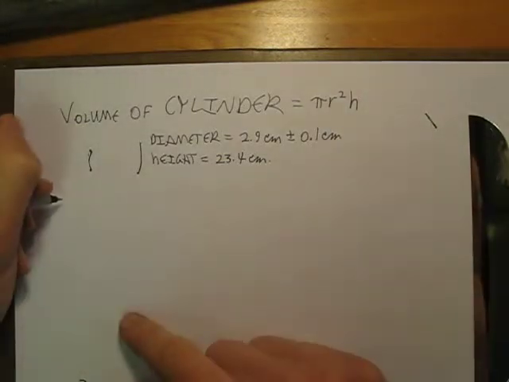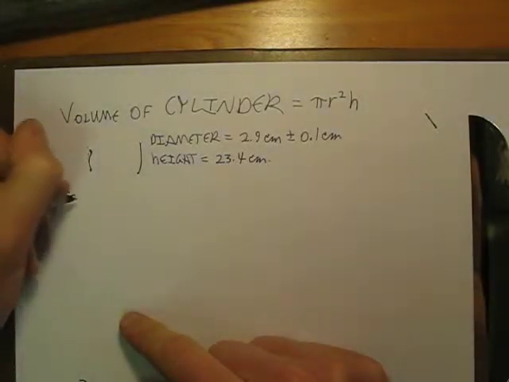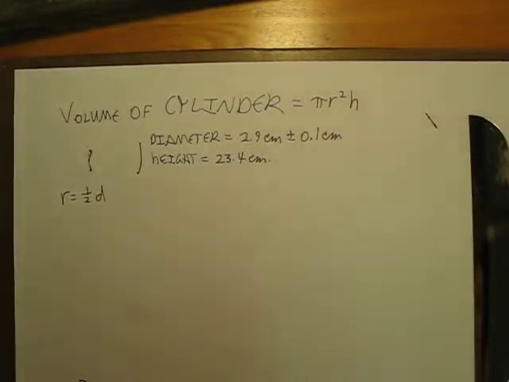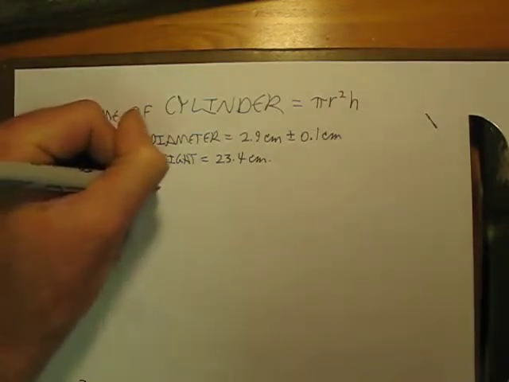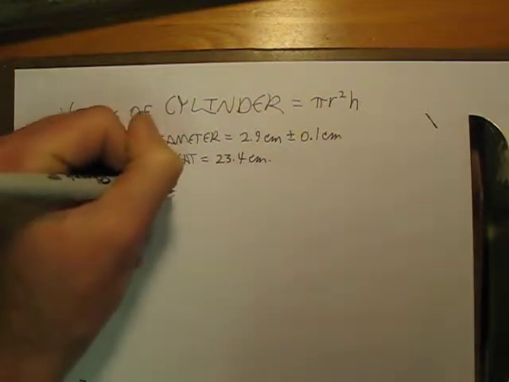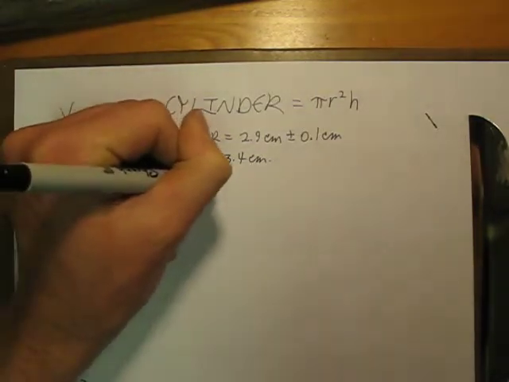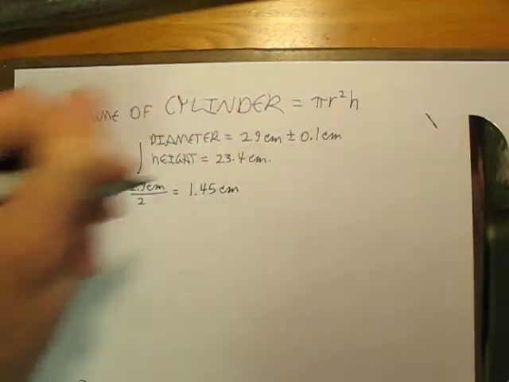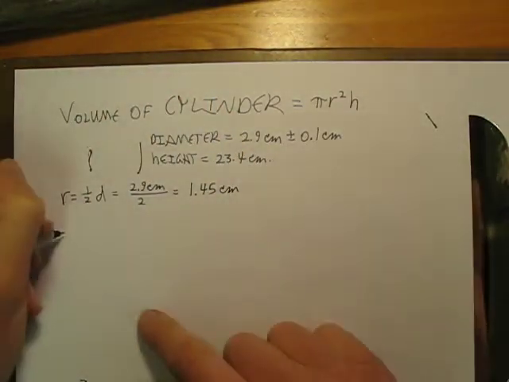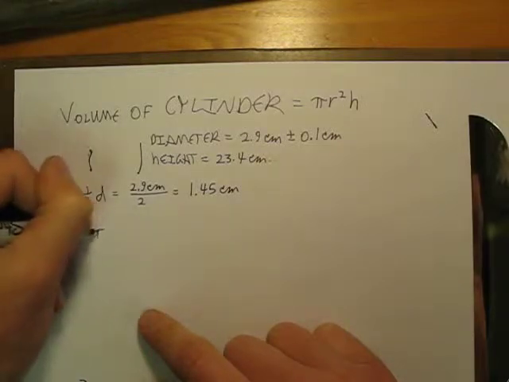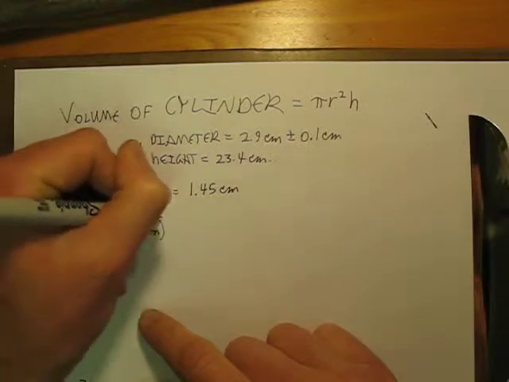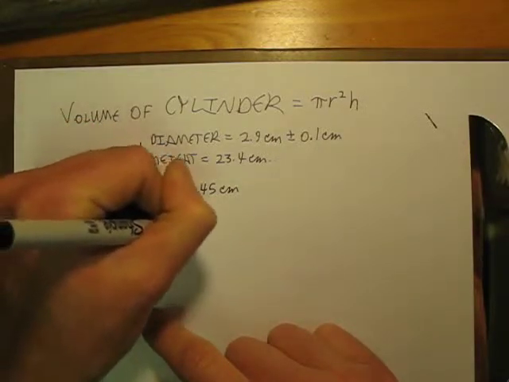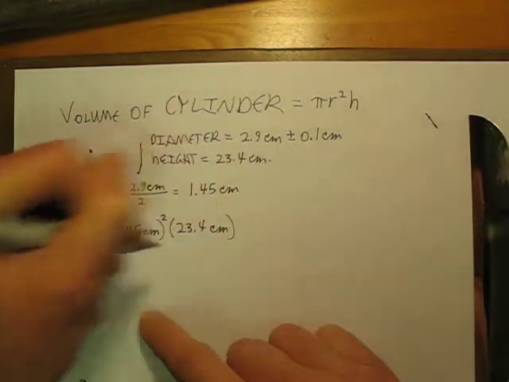Okay, so now the next thing is I don't want diameter, I want radius. Well, we know that the radius is 1/2 of the diameter. So my radius is 2.9 centimeters divided by 2, so we're going to get 1.45 centimeters. Okay, now to find the volume I plug it all in. I say pi times 1.45 cm squared times 23.4 cm.